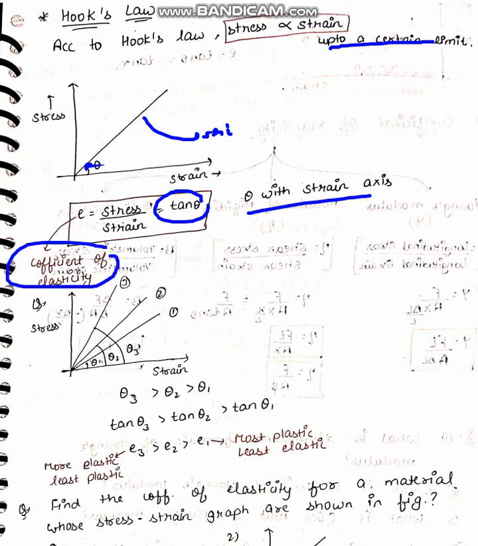Another question can be taken on this. Suppose there are three materials making angles theta 1, theta 2, theta 3. The larger the angle, the larger will be the strain and the larger will be the elasticity of that material. And the lesser the angle, the lesser will be the elasticity, or the more will be the plasticity.